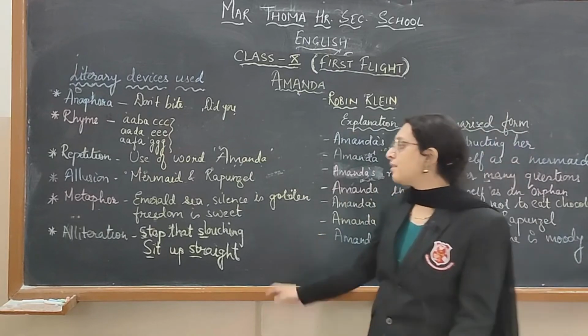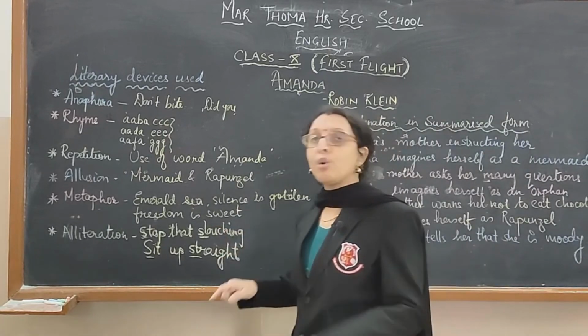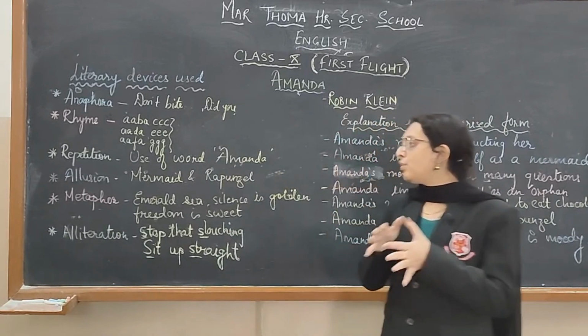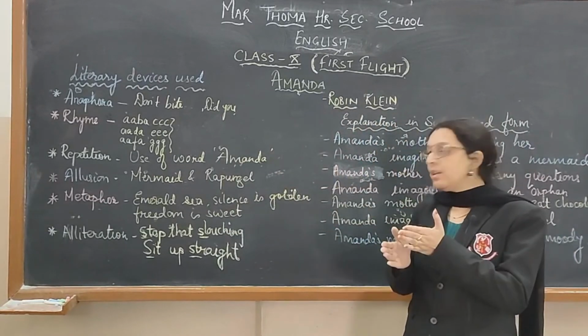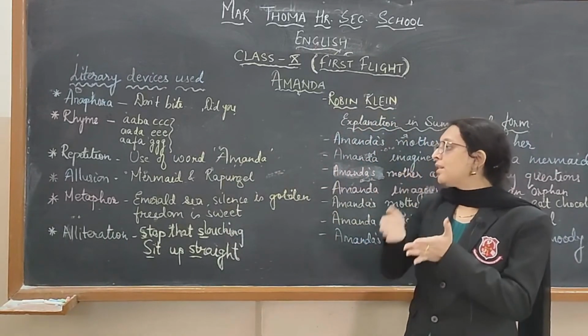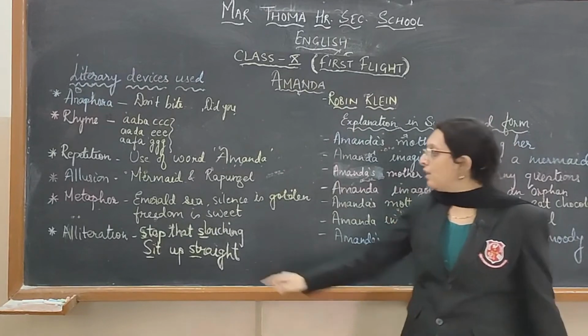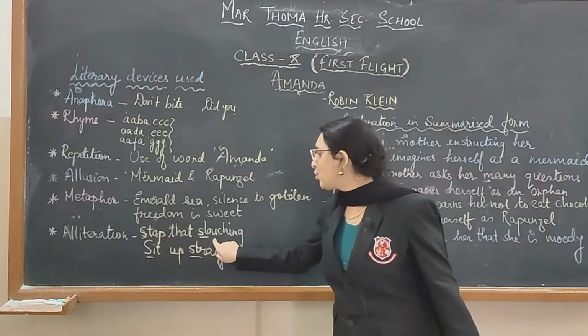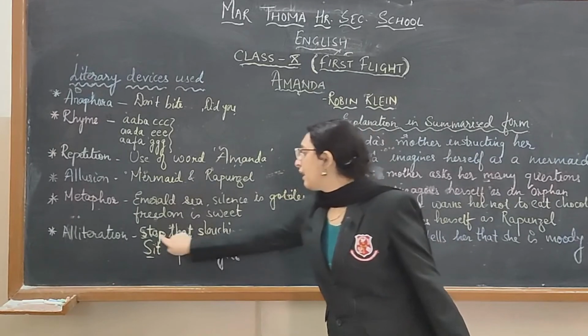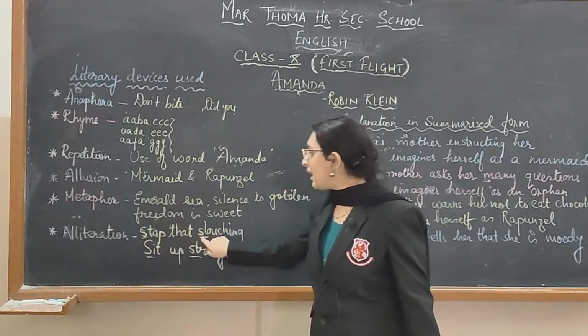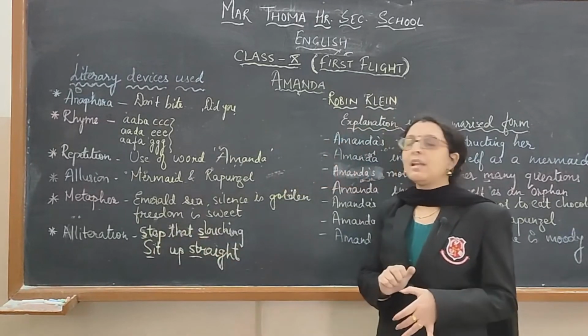Now the last poetic device is alliteration. As you all know it very well, alliteration means when the words are starting with the same consonant sound. You will see that stop, slouching, sit, straight. Here the consonant sound of S is repeated, so it is alliteration.